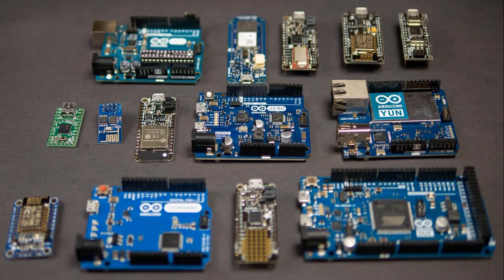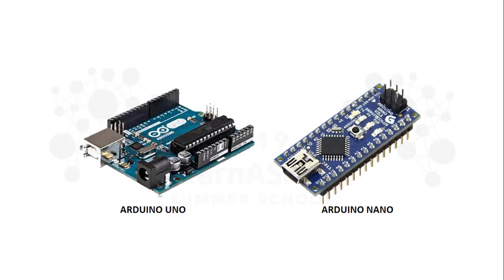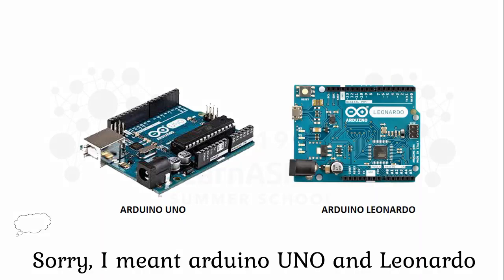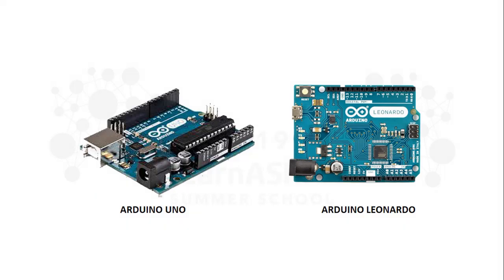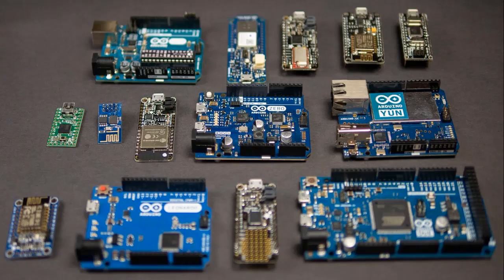Now, these boards may vary in the type of microcontroller used or the size and form factor. For instance, Arduino Uno and Arduino Nano both have the same Atmega 328 processor, but they differ in form. Also, the Arduino Mega and Arduino Leonardo have the same form factor, but they use different microcontrollers. The Arduino Uno uses the Atmega 328, Arduino Leonardo uses Atmega 32U4. These are the things that keep varying from one microcontroller board to the other.